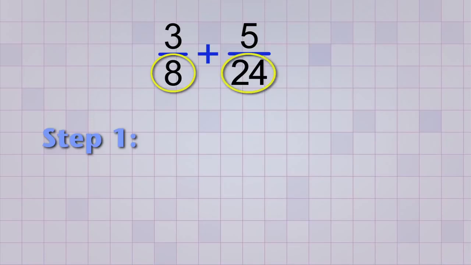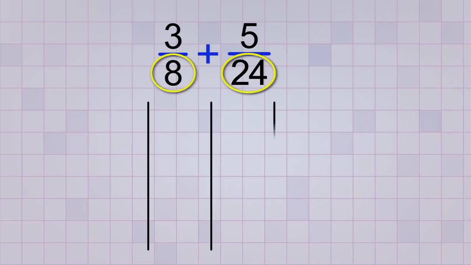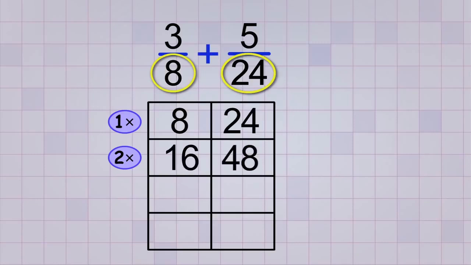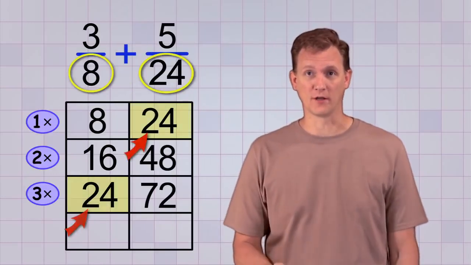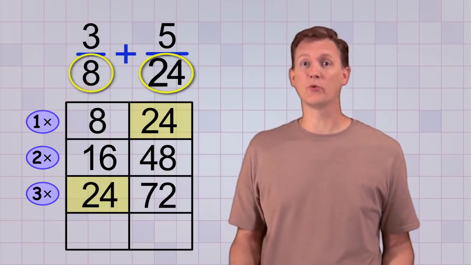Let's start with this problem. 3 over 8 plus 5 over 24. Step 1 is to take our two bottom numbers and make multiples of them to see if we can find a common multiple. First, let's multiply them both by 1. Well, that's easy. We have 8 and 24. Next, we multiply them both by 2, and that gives us 16 and 48. I still don't see anything in common, so let's multiply them both by 3. 3 times 8 is 24, and 3 times 24 is 72. But look, we have something in common now. We have a 24 in each column. We have found the least common multiple of the numbers 8 and 24, and it happens to be 24.